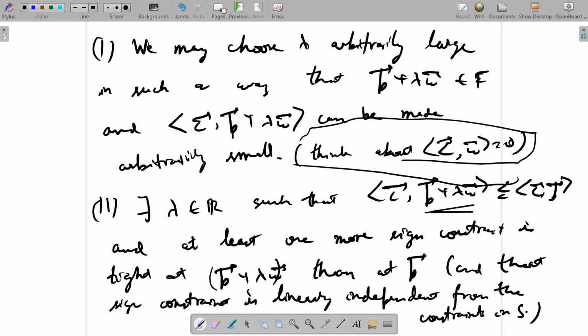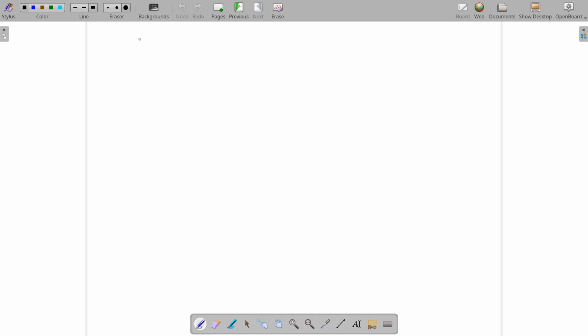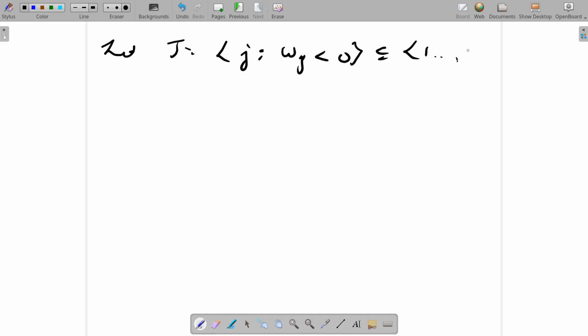All right. So now coming to the meat of the proof, let J be all those indices where Wj is less than 0. In fact, this is going to be an element of this minus I.